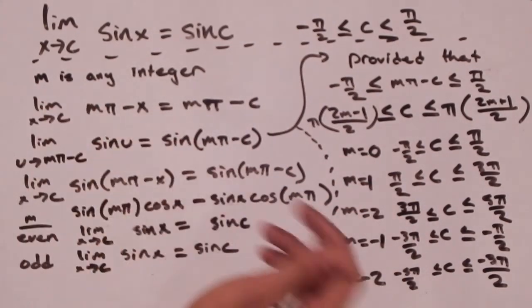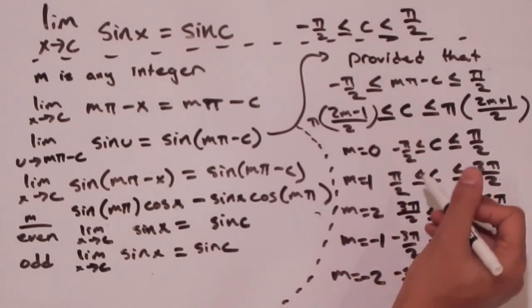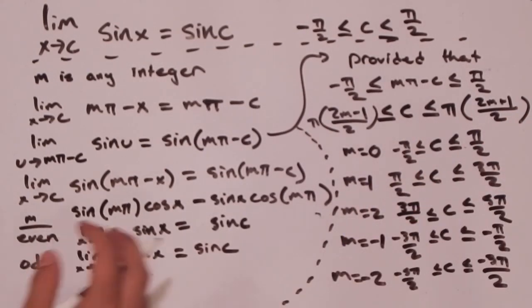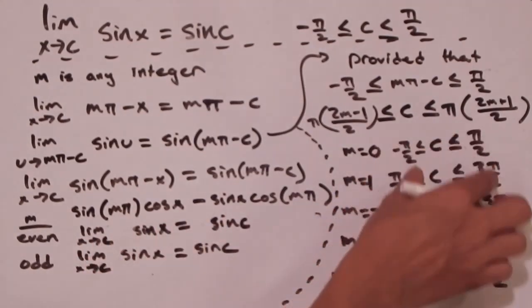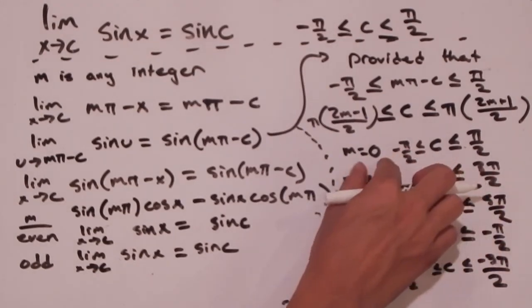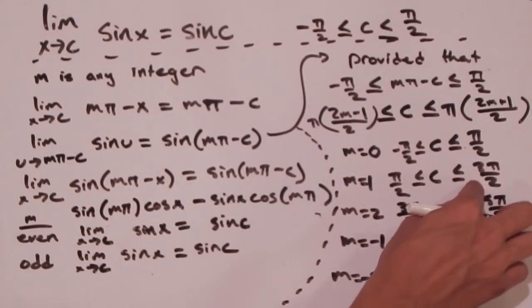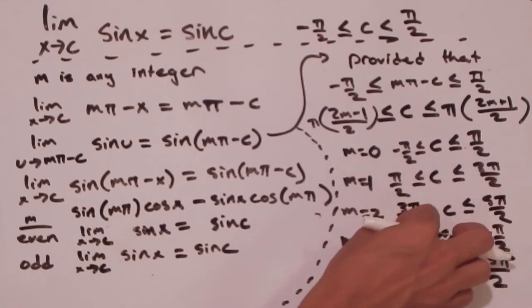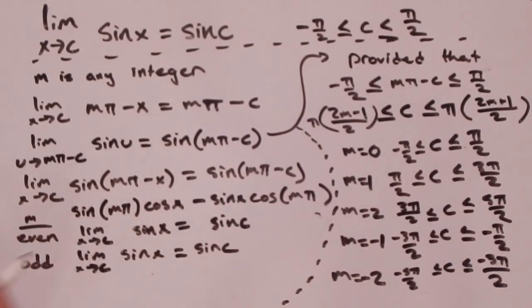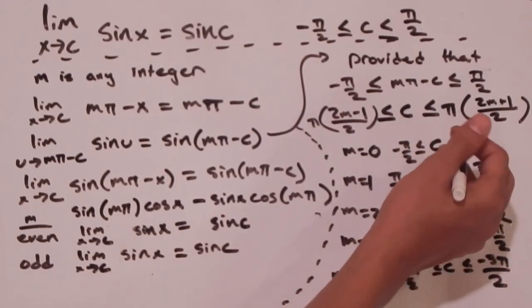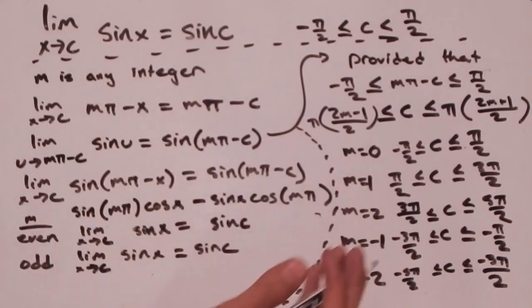Now here's the important thing. When we go from 0 to 1, you can see there's an overlap of these endpoints, pi over 2 to pi over 2. And if we layer them on top of each other, we now see that a c between all the values of negative pi over 2 and 3 pi over 2 work. But then when we look at m equals 1 and m equals 2, there's another overlap. So these intervals keep on overlapping with each other, effectively allowing us to see that c is going to work for all the values up to infinity.